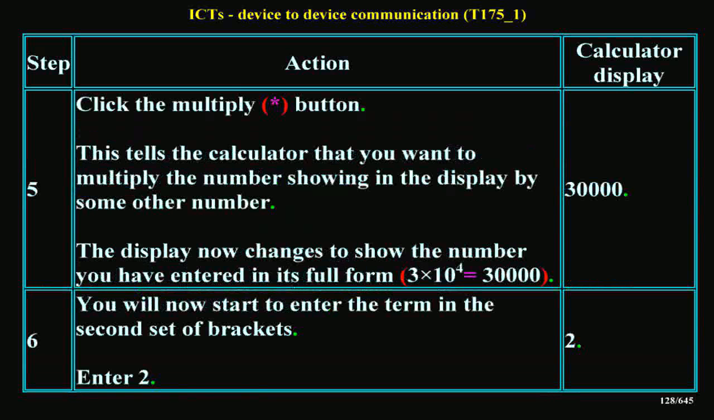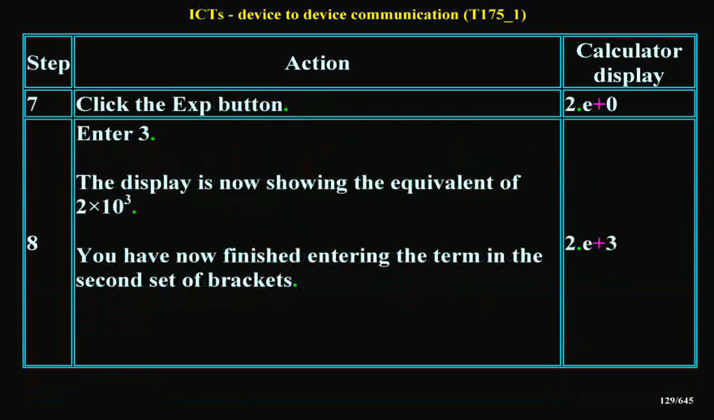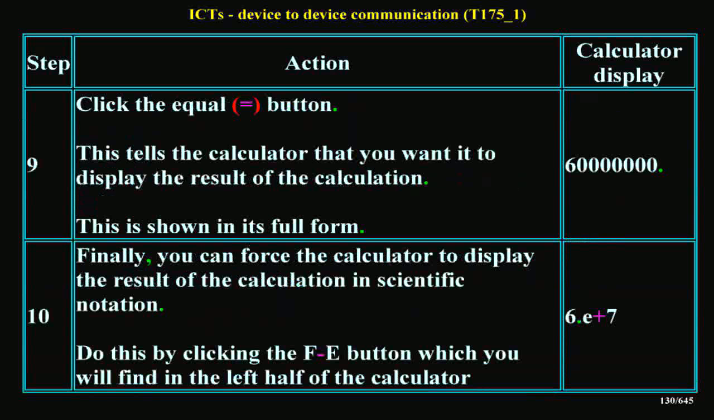Enter 7. Click the Express Wave button. E plus 0, enter 3. The display is now showing the equivalent of 2 × 10^3. You have now finished entering the term in the second set of brackets. 9. Click the equal button.